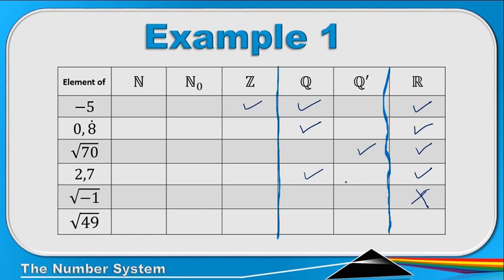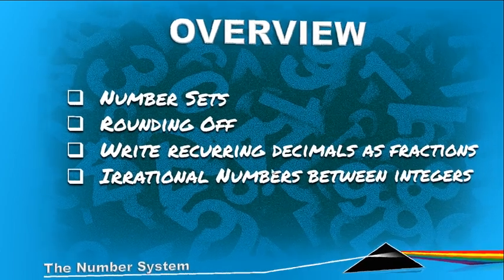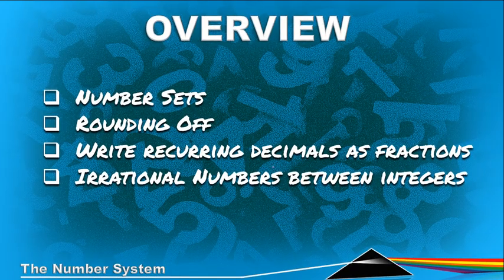And then finally, we've got the square root of 49. Now, once again, I hope you know this off by heart, but the square root of 49 is 7. So the real number, yes. And then rational number. And then 7 is also an integer. It's a whole number, and it is a natural number.